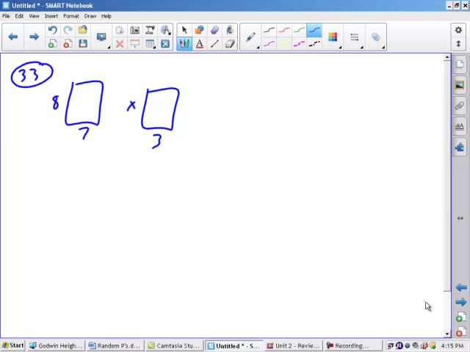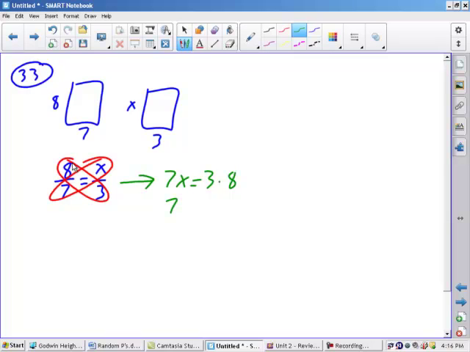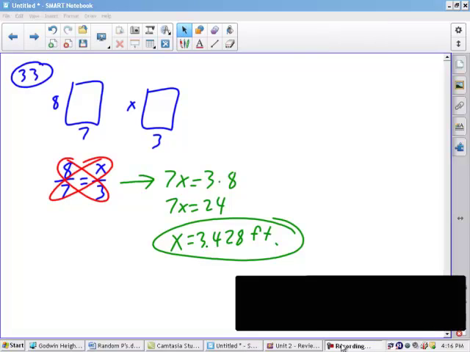33. You can do this a couple different ways, but I'm going to go ahead and compare this 8 divided by the 7 equal to the x divided by the 3 in that very particular order. You're then going to cross multiply, and you're going to be left with 7x equals 3 times 8. You get 7x equals 24. I'm going to divide by both sides again. I'm going to skip a step. Equals 3.428 feet, because that's what the original units were in.